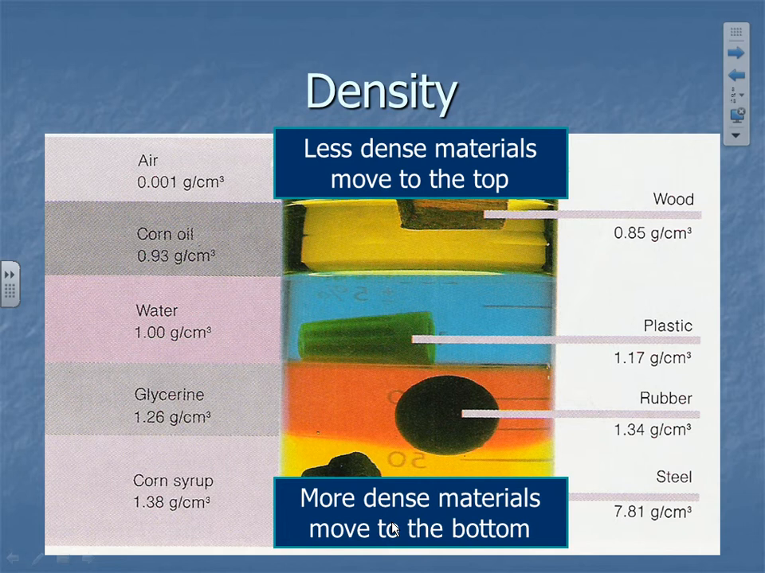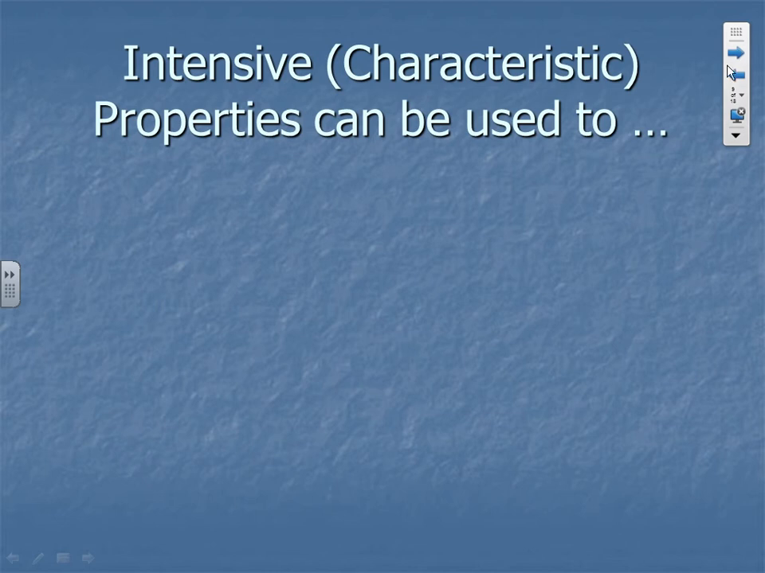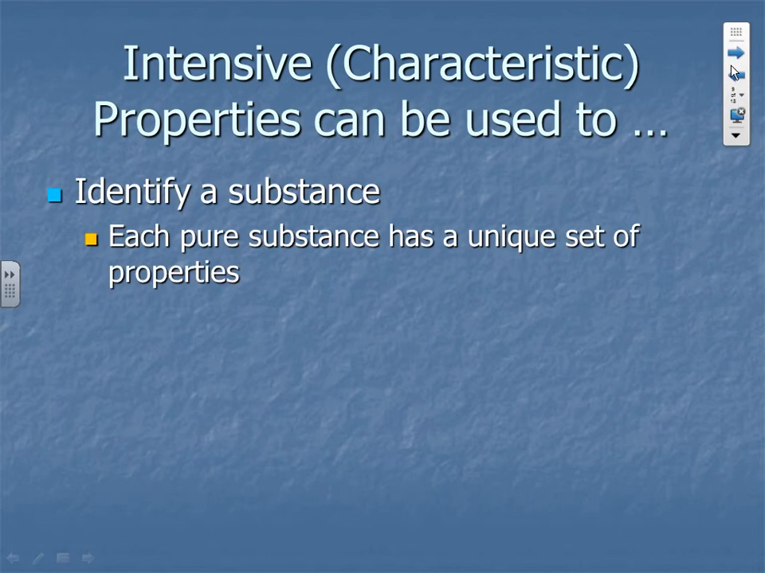All right, why do we need to identify the properties that exist in these materials? So, especially intensive properties or characteristic properties. What can we do with these intensive properties? Well, one, we can identify a substance. Why? Because each pure substance has a unique set of properties. They may share certain properties, but when it comes down to it, each pure substance has to be different from every other pure substance.